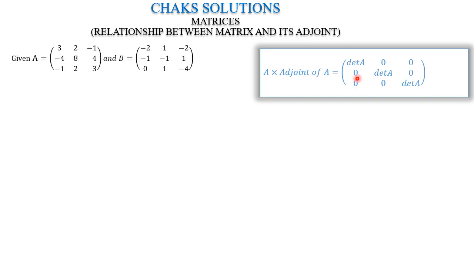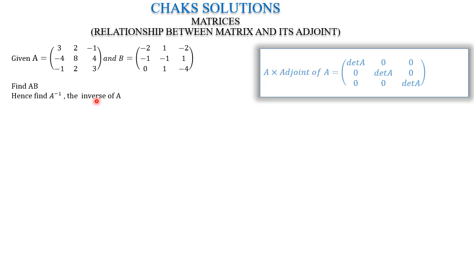Alright, so let's go here. Given that A is equal to 3, 2, minus 1, minus 4, 8, 4, minus 1, 2, 3, and B equals minus 2, 1, minus 2, minus 1, minus 1, 1, 0, 1, minus 4. Alright, so find AB, hence find the inverse of A here.